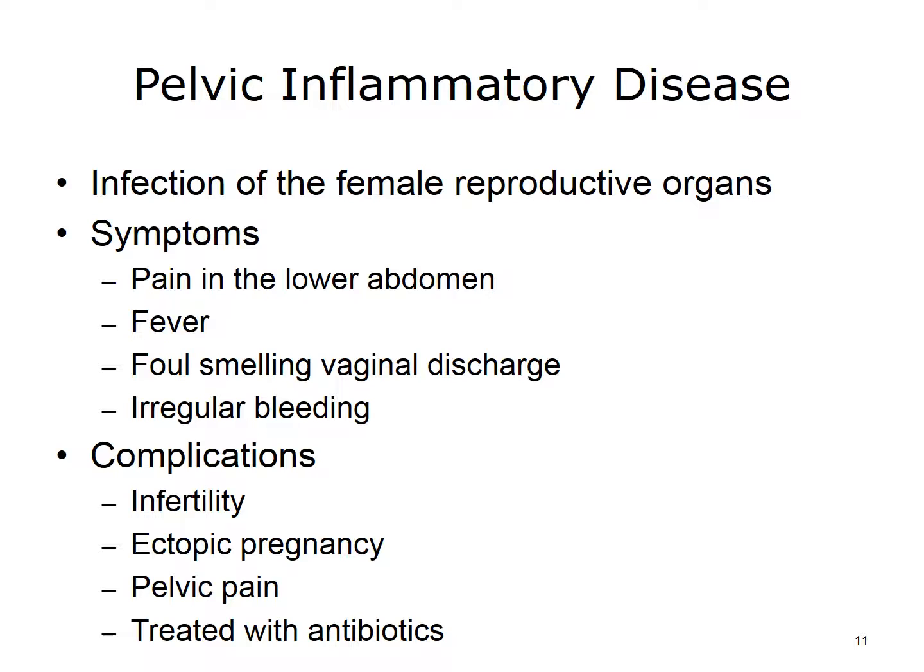Some women have no symptoms. Others have pain in the lower abdomen, fever, foul-smelling vaginal discharge, irregular bleeding, and painful intercourse. Treatment for PID involves antibiotics, and early treatment is desirable to avoid the risk of infertility.